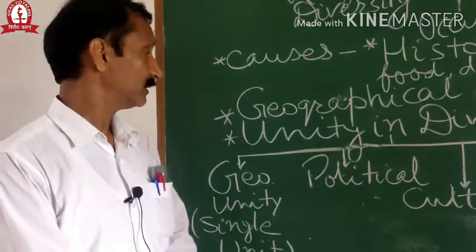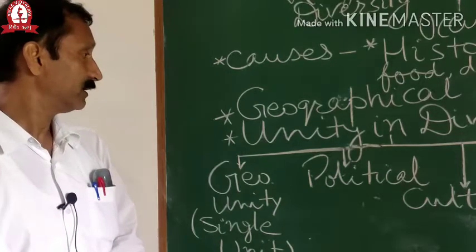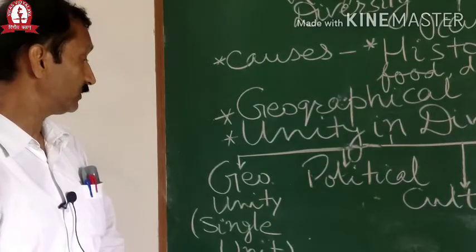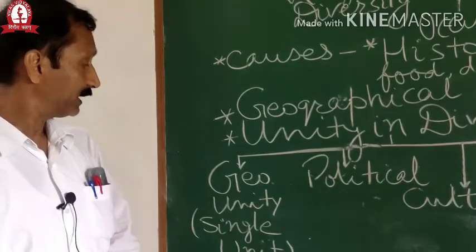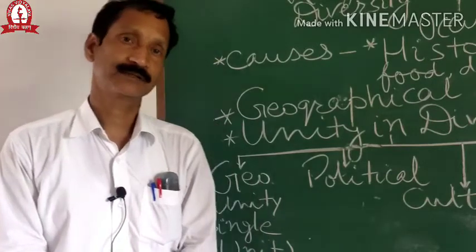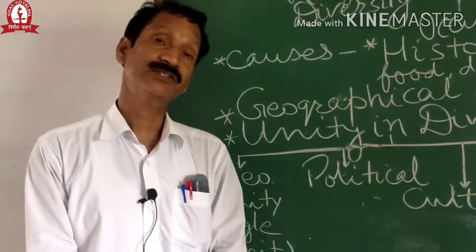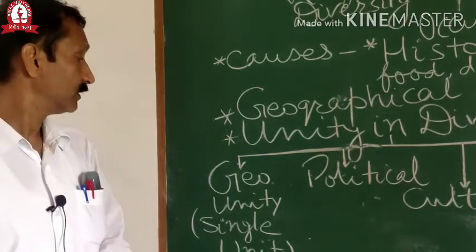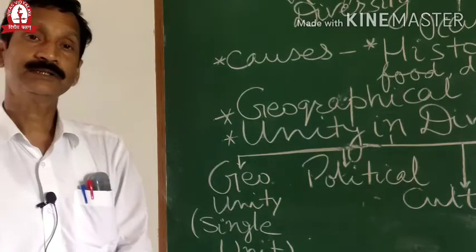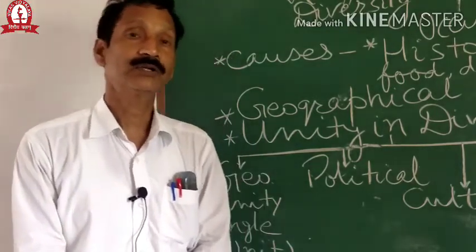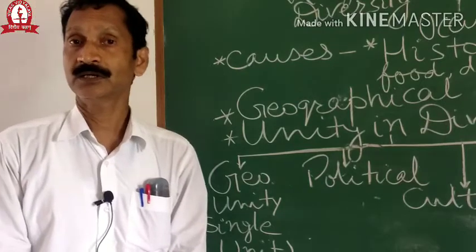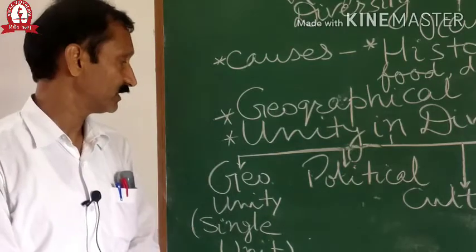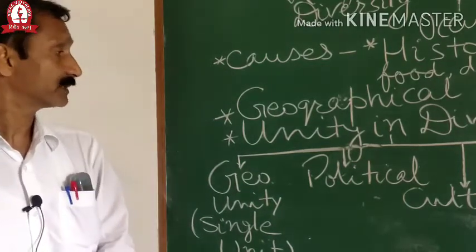Again, you see that there is unity in diversity in 4 forms. First, geographical unity. I have told you that India has been a single unit from ancient times, and this is the geographical unity of India, because you see that India is bounded in the north by mountains. In the south, east and west, it is bounded by the oceans. This is the geographical unity of our country.